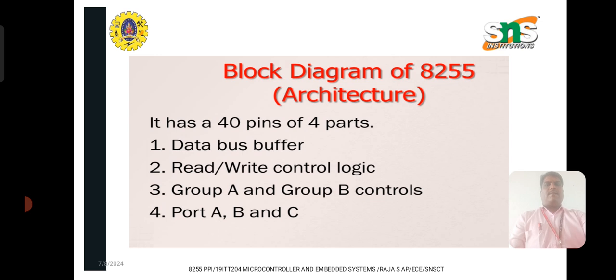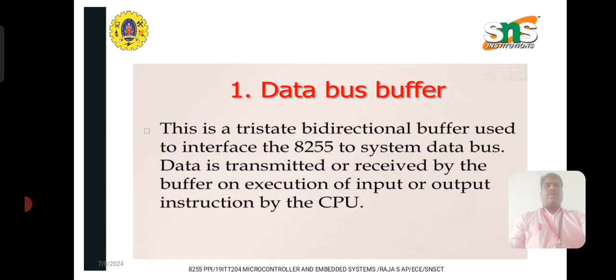As per my previous YouTube video, this 8255 consists of 4 important blocks and it is also a 40 pin IC. The 4 important blocks are data bus buffer, read write control logic, group A and group B controls, port A, port B and port C. Now we will see them individually in an explained manner.